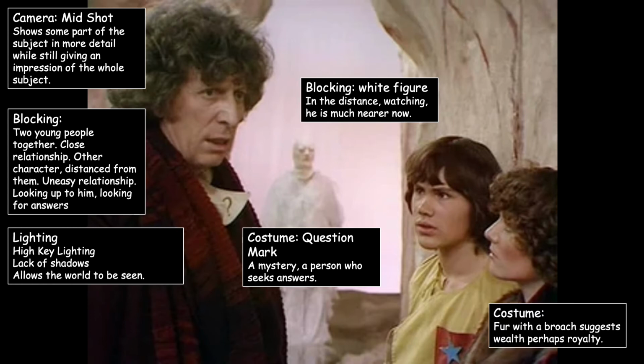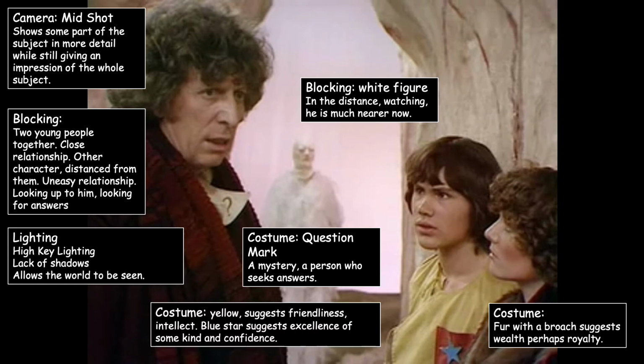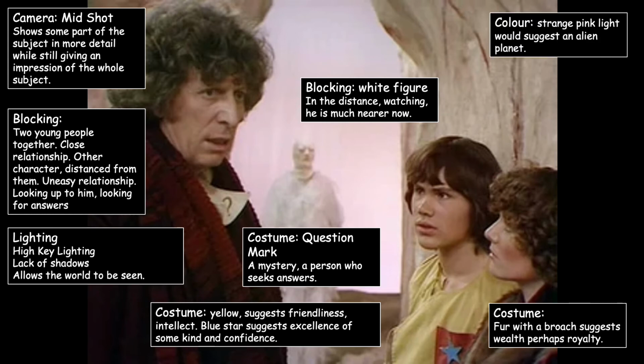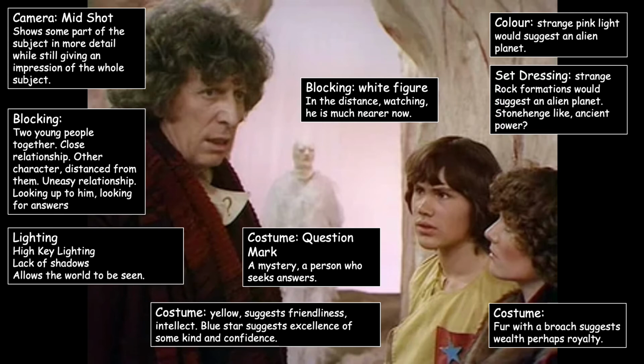Now her costume is a brooch, which suggests that she might be wealthy. Perhaps she's a member of a royal family. Now his character, the young boy's character, is yellow, which suggests friendliness, intellect. Now the blue star suggests excellence of some kind, and maybe that he's a very confident character. Again, we have this strange pink light, which tells us this might be an alien planet.